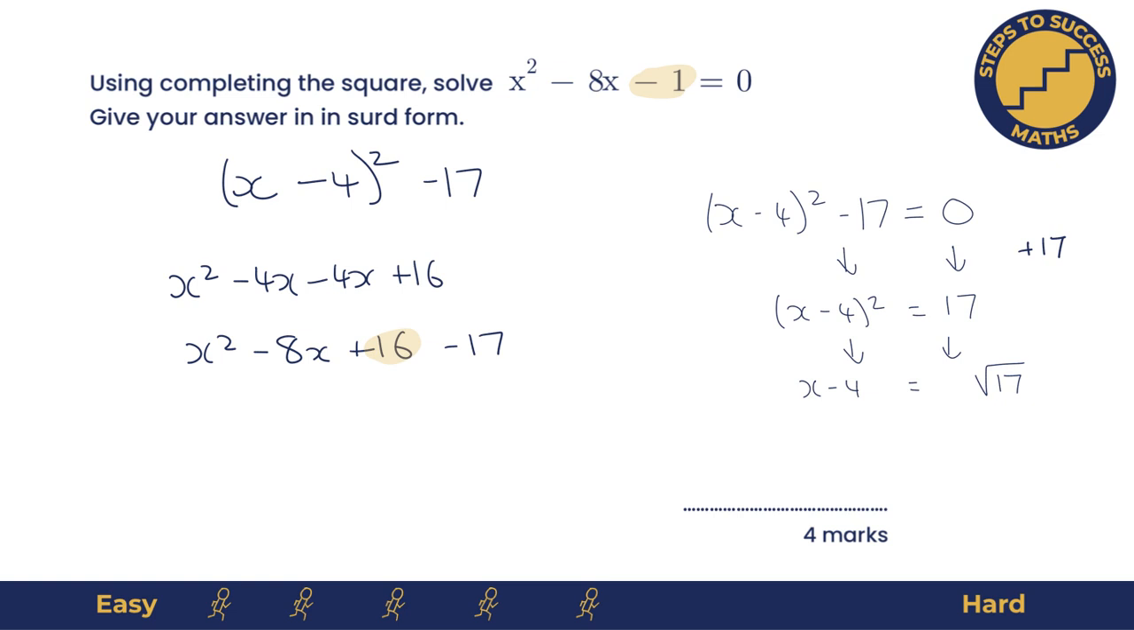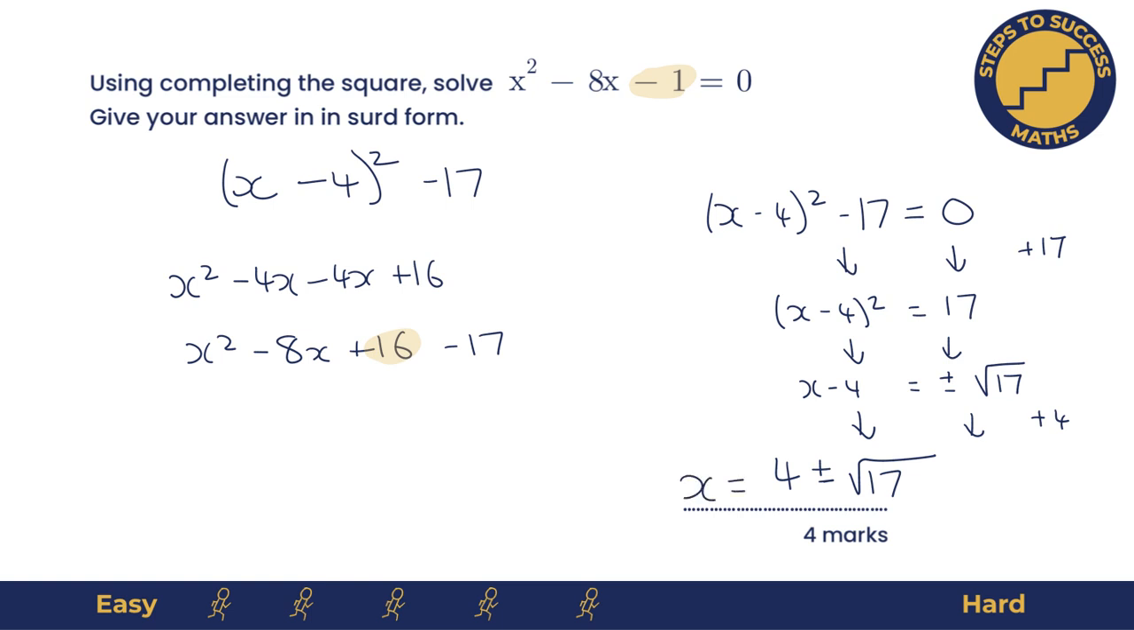Now this step is really important. Remember, when you square root a number, you can have a positive or a negative answer. So make sure you put that in there. And now we need to add 4. So x equals 4 plus or minus the square root of 17.